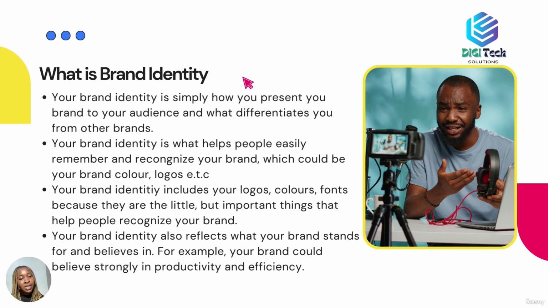And then the other point here says your brand identity also reflects what your brand stands for and believes in. So for example, your brand could believe strongly in productivity and efficiency. Now my brand is well associated with social media management, email marketing, and copywriting. That's what I talk about. Those are the things I stand for on social media. I also stand for productivity. I also stand for goal writing and all of that. So that's what my brand stands for in my social media space.